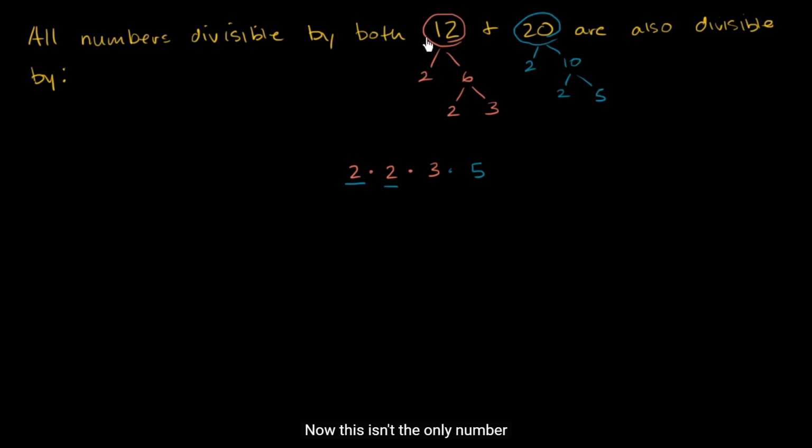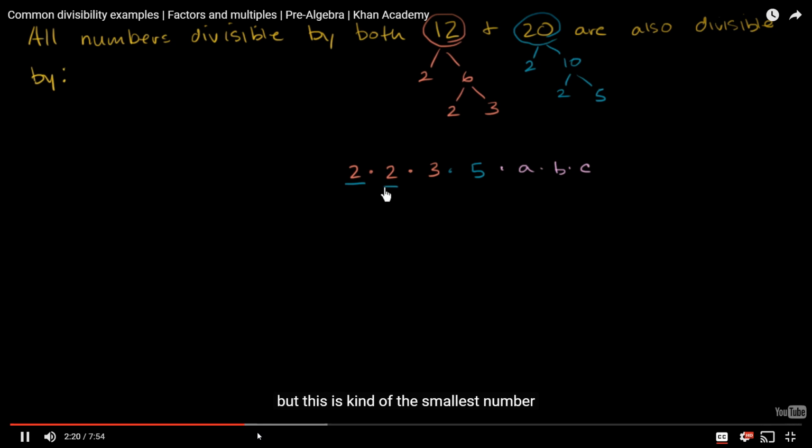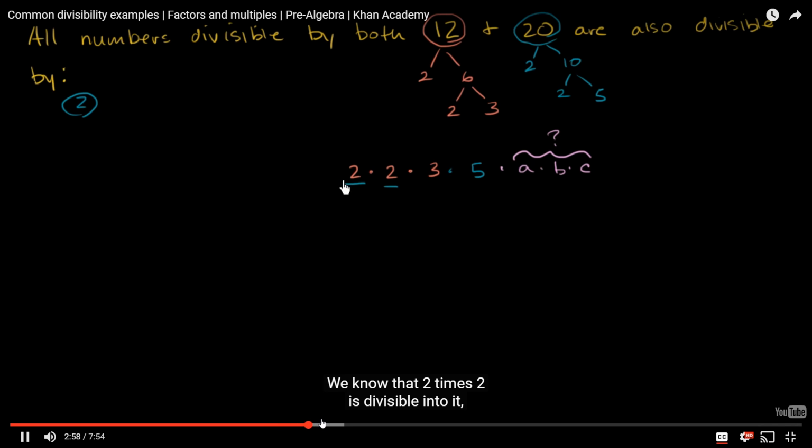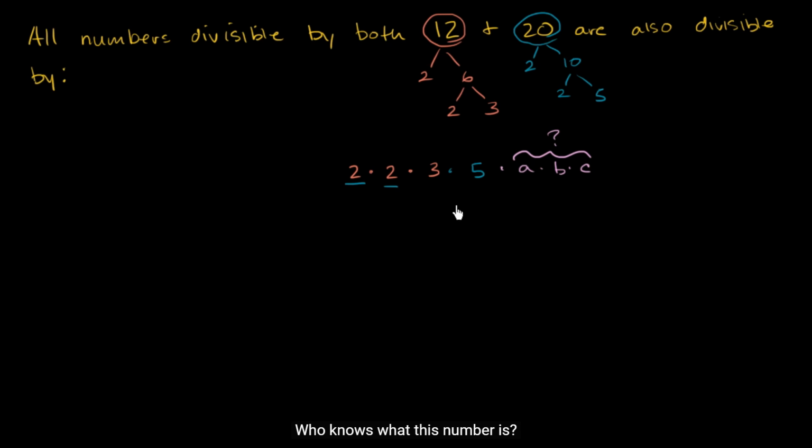Now, this isn't the only number that's divisible by both 12 and 20. You could multiply this number right here by a whole bunch of other factors. I could call them A, B, and C. But this is kind of the smallest number that's divisible by both. They might just be 1s, or they might not exist, because the number might be 60. It might be 120. Who knows what this number is?